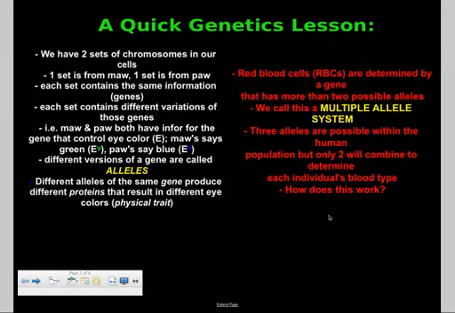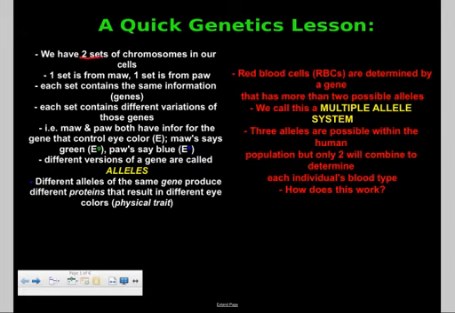Okay, guys, in preparation for the crime scene lab, I just wanted to briefly go over a few things, to sort of bridge together what we just talked about in Chapter 9 with what we're going to be talking about in Chapter 10. So here's our quick genetics lesson. However, this shouldn't be all that surprising to you.